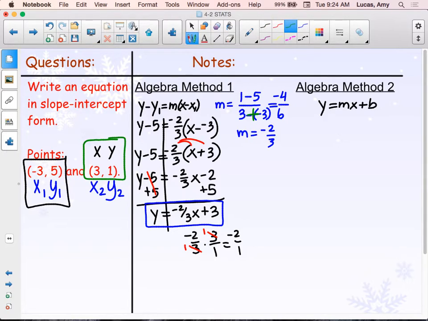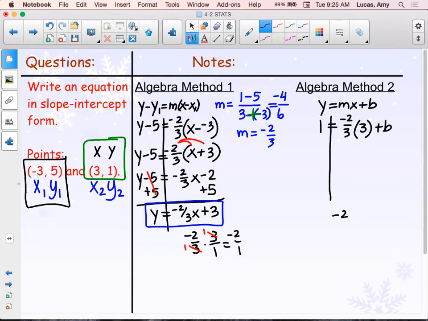So to use algebra method number 2, my y coordinate from the point that I selected is 1. My slope is negative 2/3. My x coordinate from the point I selected is 3. So I plug it in slope-intercept form, and I solve it to figure out the intercept. Because we already know the slope, so I just need the slope and the intercept.